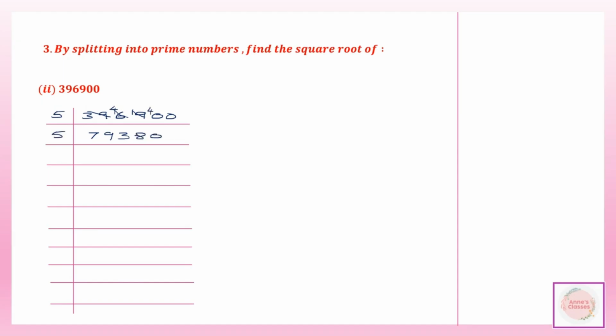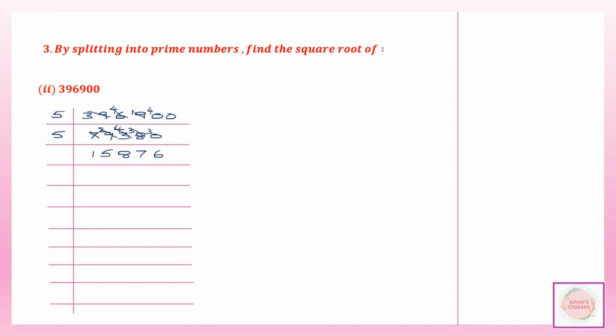Continue with 5, take 7. 5 ones are 5, 6, 7, 29. 5 fives are 25 but this is 29 so there's 4 left, 43. 5 eights are 40, there's 3 left, 38. 5 sevens are 35, 36, 37, 38, 3 left. 5 into 6 is 30.